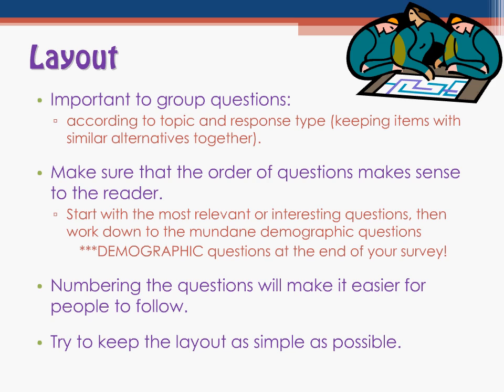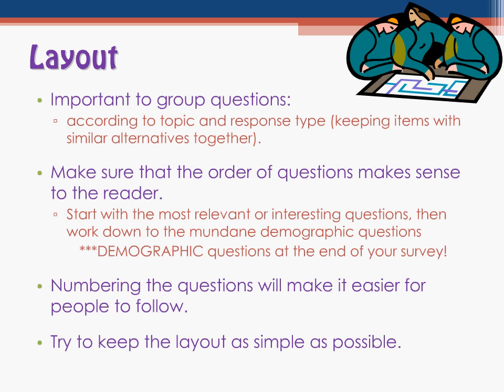The other part to this is that you want broad general questions first and narrow it down from there into very specific type of questions. It's the idea that you want to get respondents to think in general terms and then gradually direct them to think in more specific terms. Make sure that the order of questions makes sense to them. You start with the most relevant or interesting questions and you work your way down to mundane demographic questions. Demographic questions need to come at the end of your survey. Most people will put these first. That is completely incorrect. They need to go at the end of your survey.